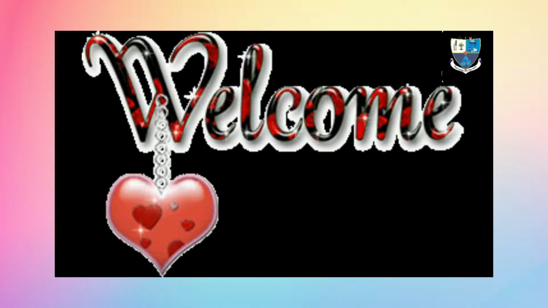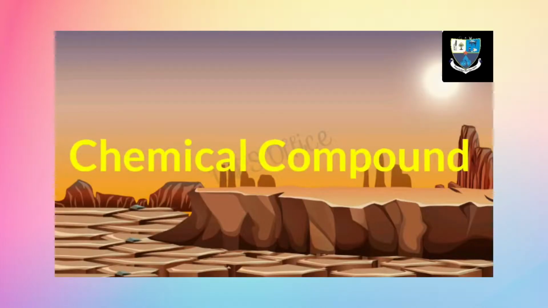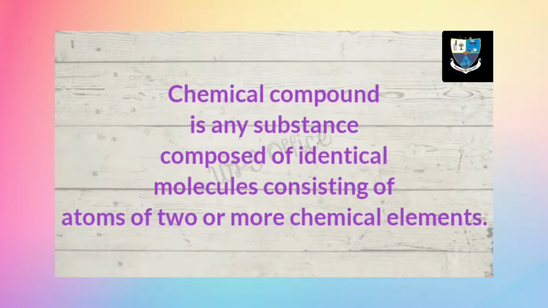Today, we'll be treating a new topic, which is known as chemical compound. First and foremost, what is a chemical compound? A chemical compound is any substance composed of identical molecules consisting of atoms of two or more chemical elements.